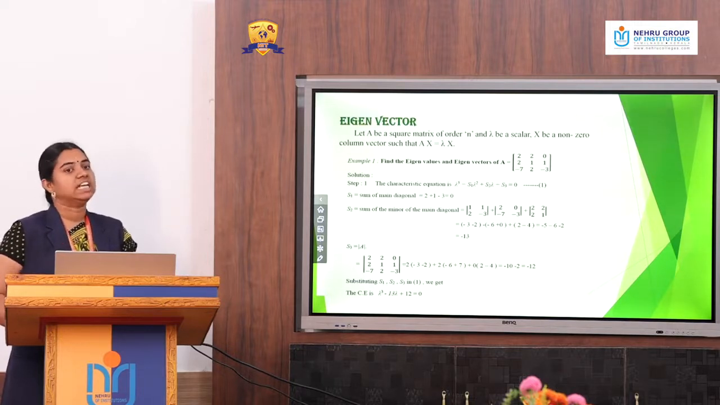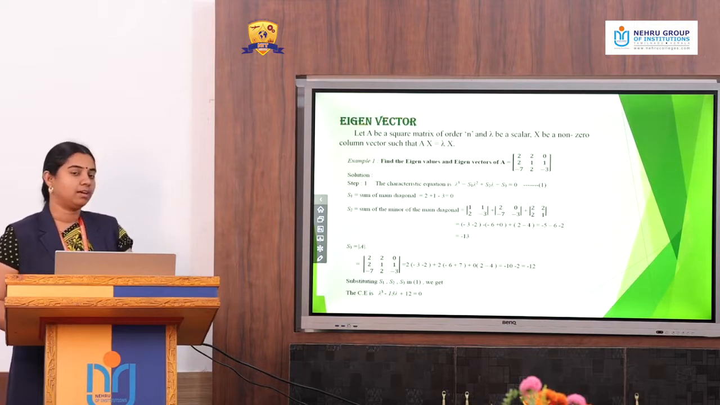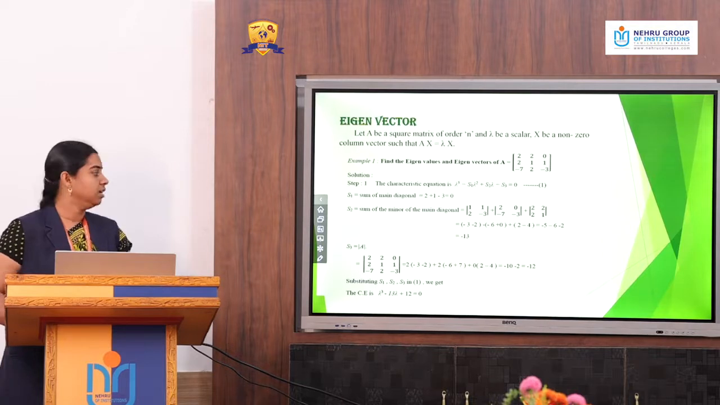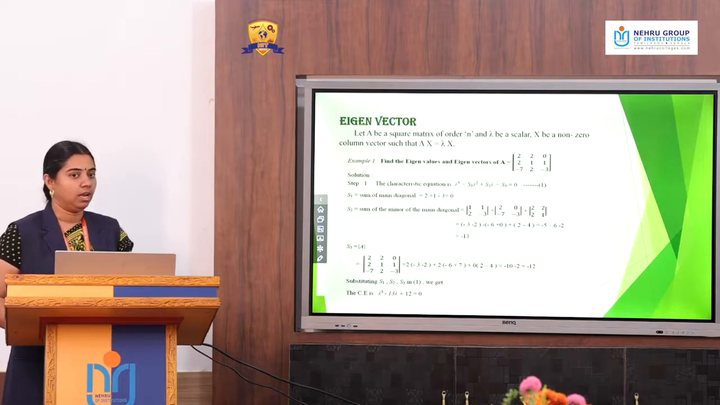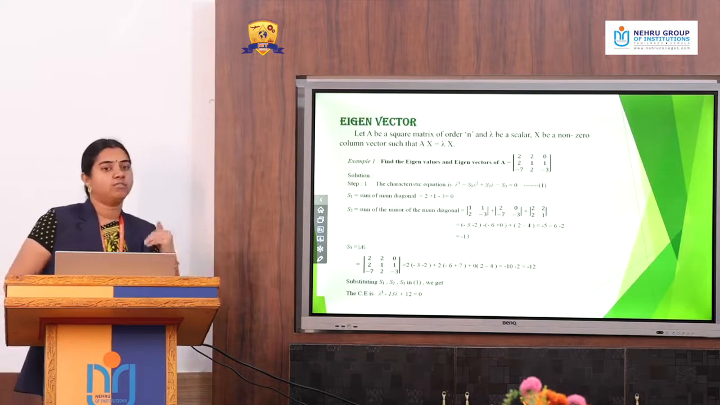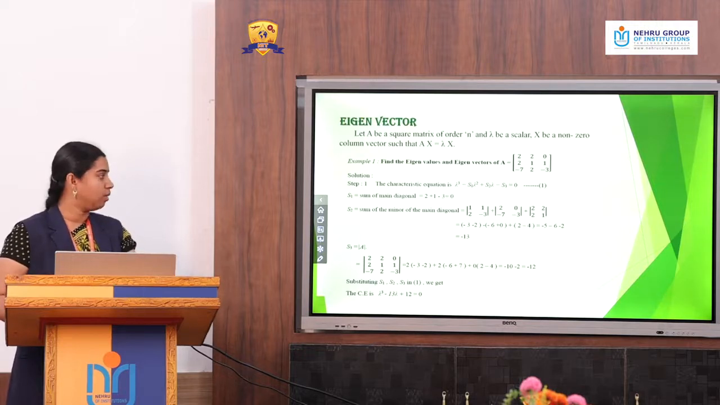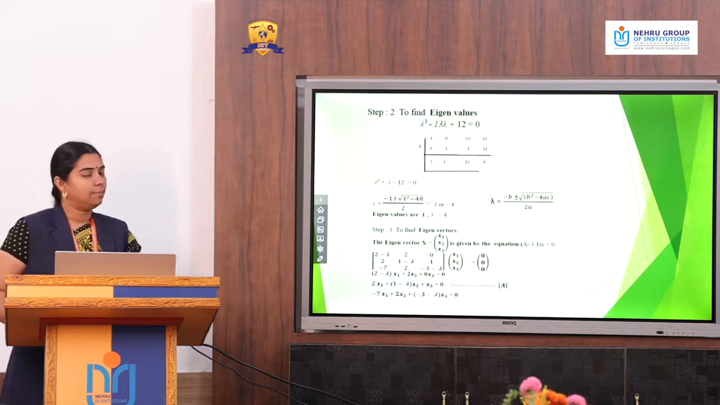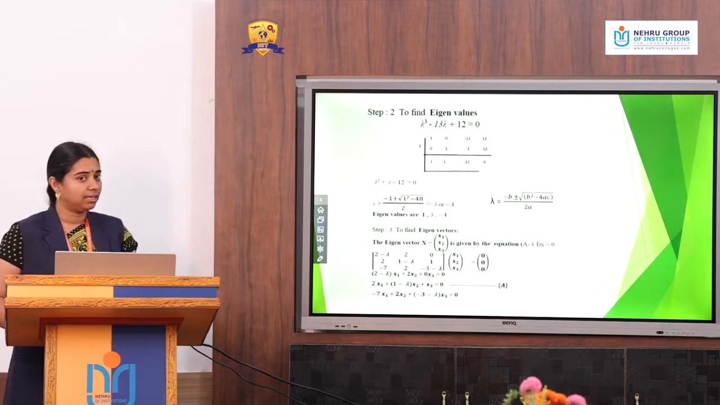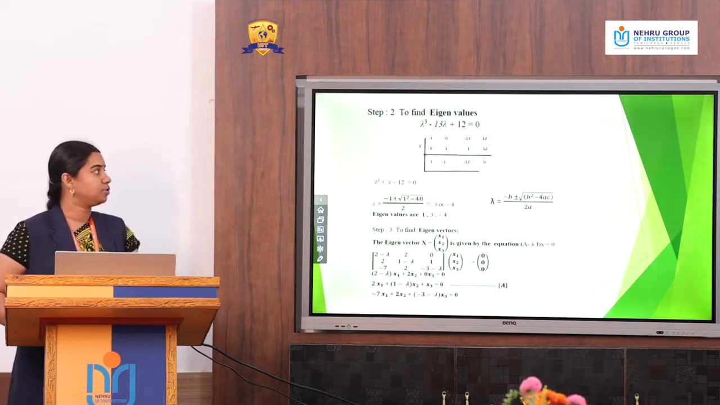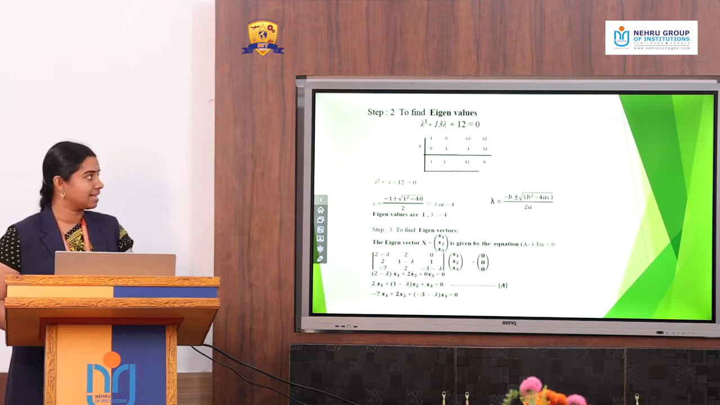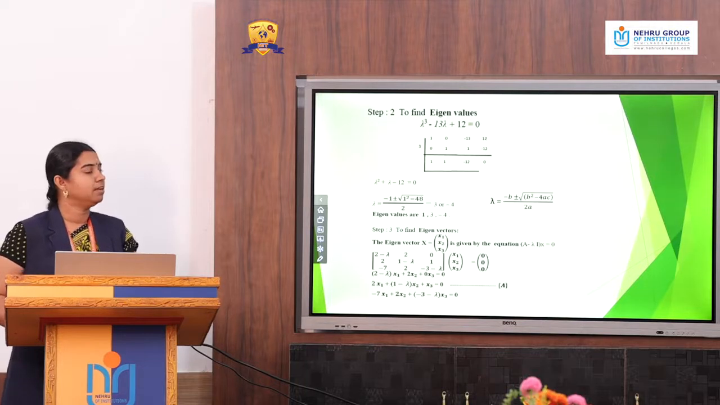Next we calculate S3. We know the formula very well: S3 equals the determinant of A. So we calculate the determinant value of the given matrix, and we get S3 as minus 12. Next we substitute all the known values, S1, S2, S3, in the standard characteristic equation. We get lambda cube, where the coefficient is S1 which is 0, and S2 is minus 13, so minus 13 lambda. S3 is minus 12, and negative into negative is positive, so we get plus 12. So the overall characteristic equation is lambda cube minus 13 lambda plus 12 equal to 0.